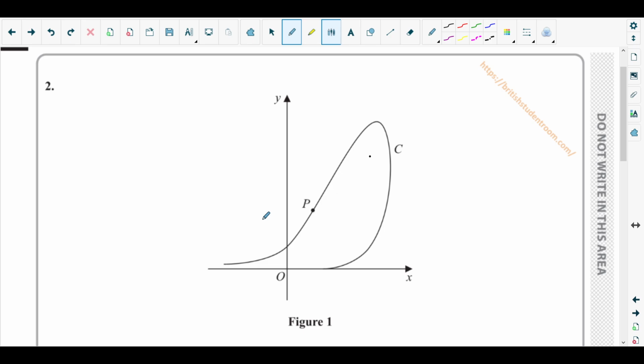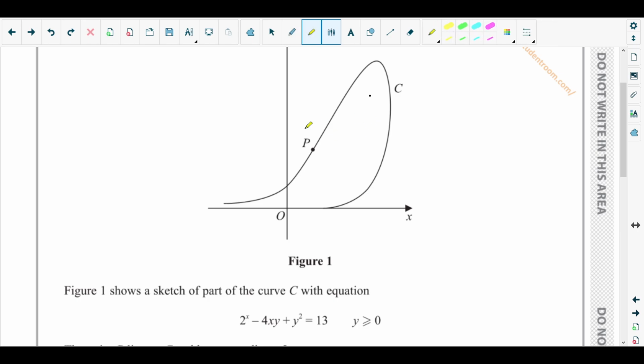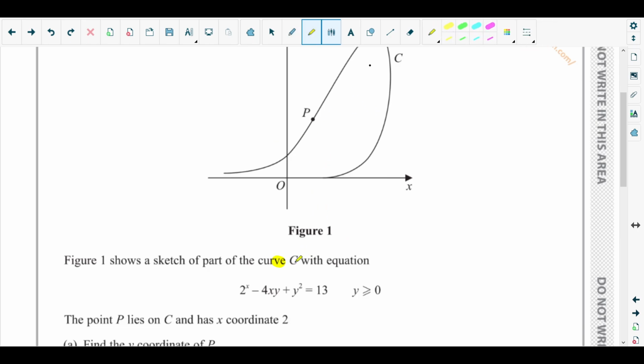So right at first you can see in question number 2 there is a figure. You can see a sketch of a curve. So the equation of curve C, it's an implicit equation. It's given by 2 to the power x minus 4xy plus y squared equals 13. The range of possible values for y is given.